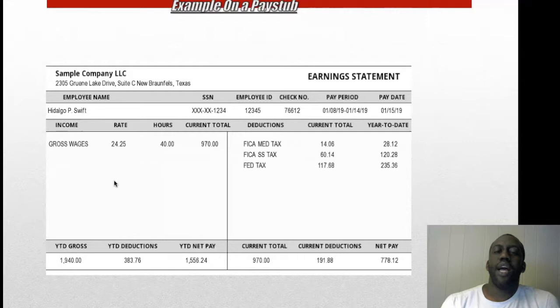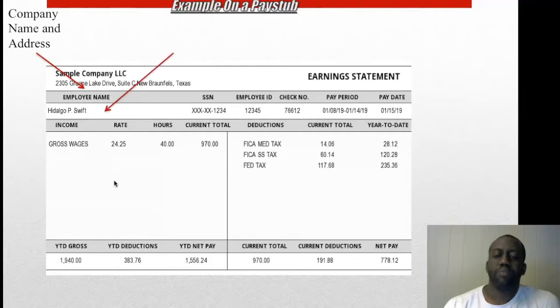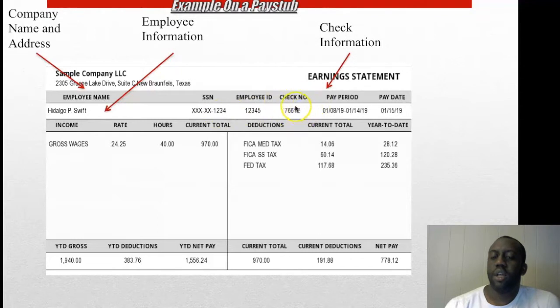Okay, let's take a look at an actual pay stub and analyze the difference between gross income and net income. So this is what a typical pay stub looks like. In most cases on your pay stub, you will find information on the company, such as the company name and address. Then you will find information about the employee, which is the person that works for the company. So you'll see the name, maybe the last 4 digits of that person's social security number, and the employee ID. And then you'll see check information: check number, pay period, and pay date.